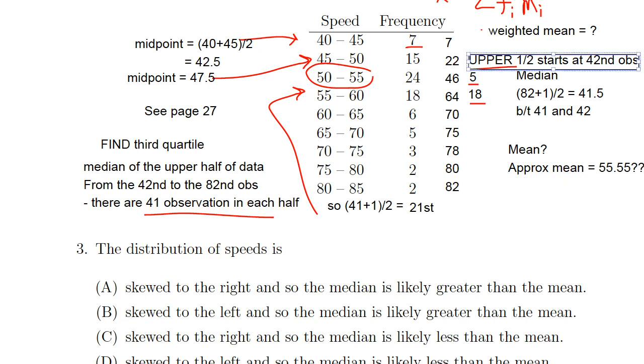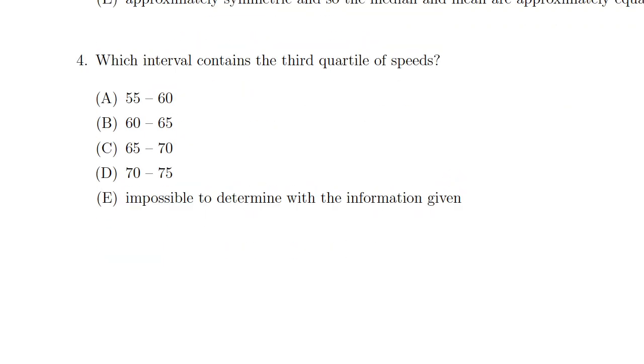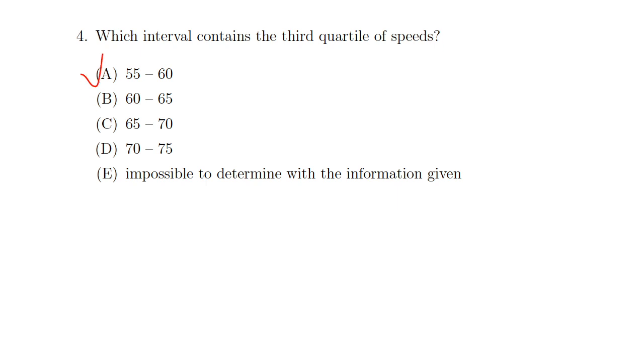Okay, so this upper half starts at the 42nd observation. The 42nd observation means there's 5 in this class: 42, 43, 44, 45, 46 is 5. And then this one has 18, so I just copied that over there. Okay, so the answer is 55 to 60. Let's see if it's an option. It's A. And if you didn't know how to do this, you would have picked the wrong answer. You do have enough information.